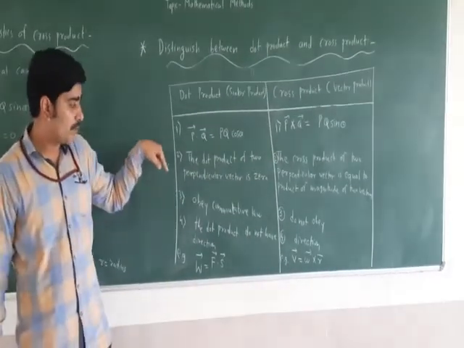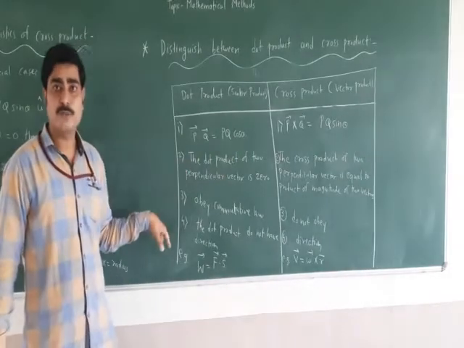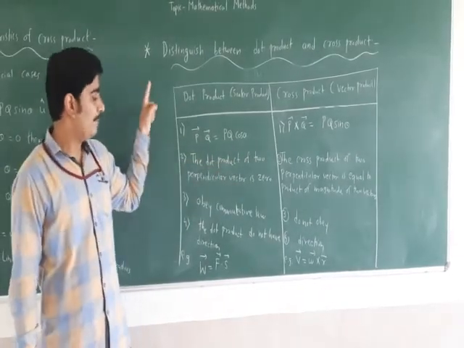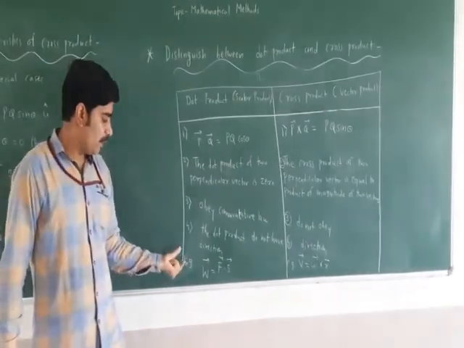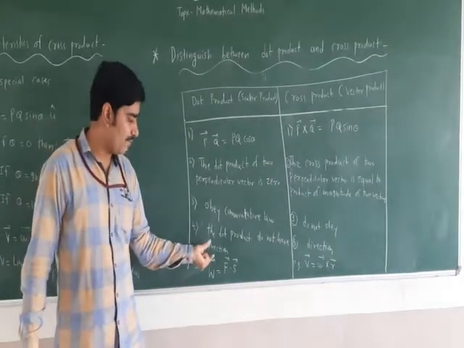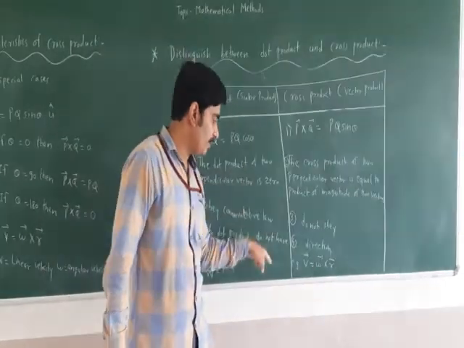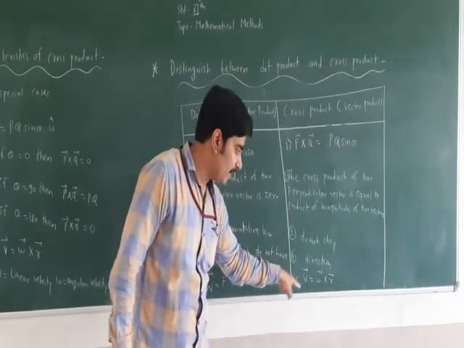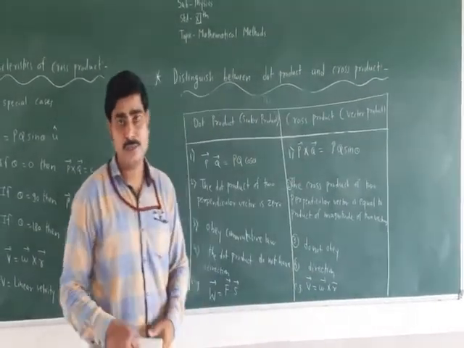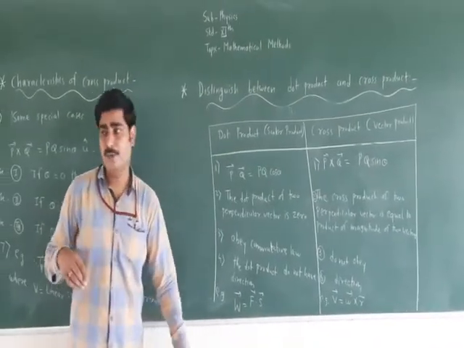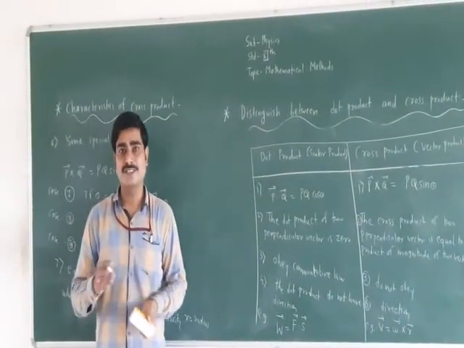The dot product does not have a direction. The cross product has the direction. The example of the dot product is vector W is equal to vector F dot vector S. The cross product or the vector product, for example vector P is equal to vector omega cross vector R. Okay, so this is the distinguishing point. Now we are going to see the numericals.